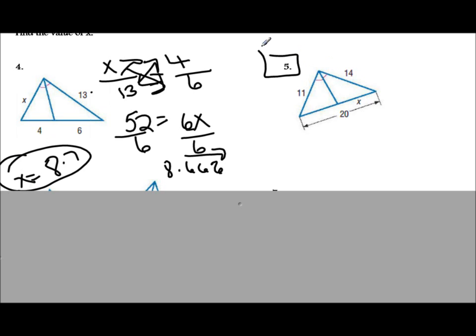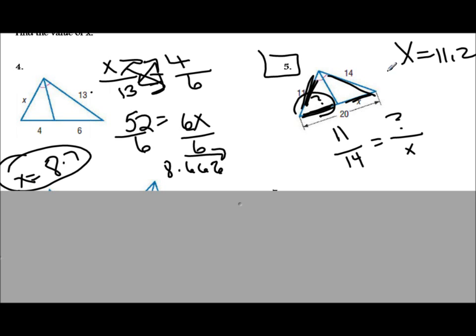Okay, I want you to try number 5 on your own. Pause the video and let's see if you get what I get. Okay, and you should have gotten x is 11.2. This one was a little bit tricky because remember we said you had to do the corresponding parts, 11 over its corresponding part 14, and that would equal this segment right here, which we don't know what it is, over x.